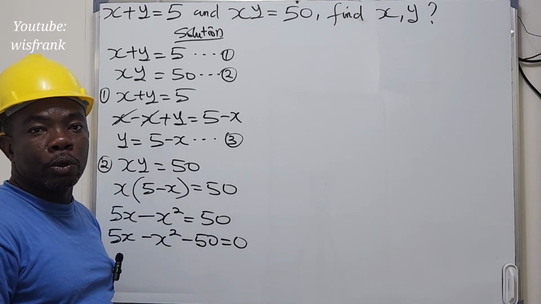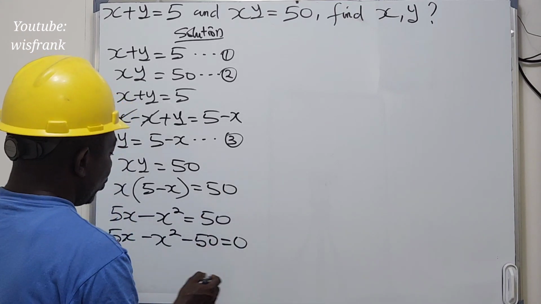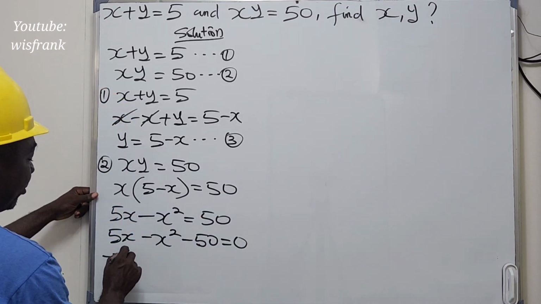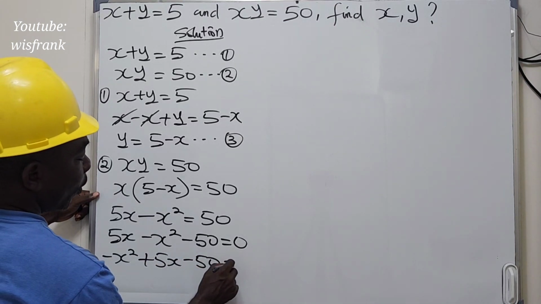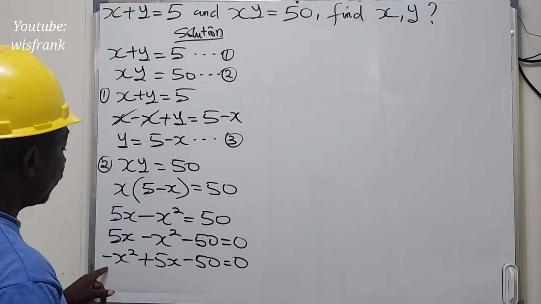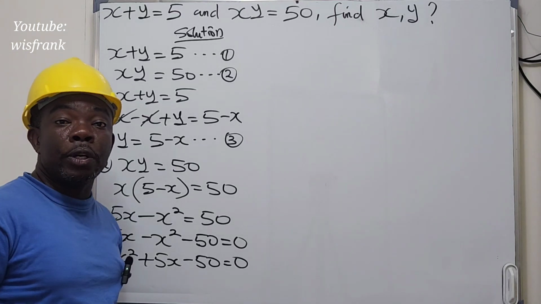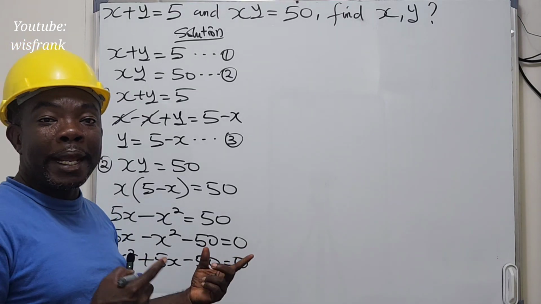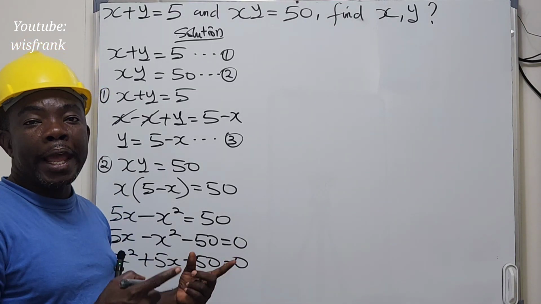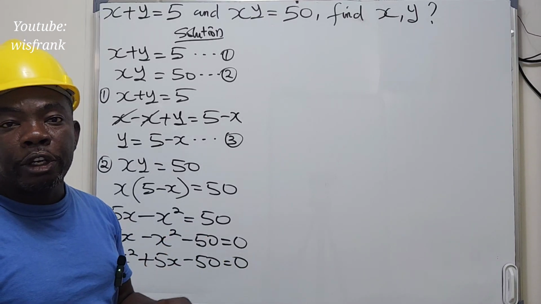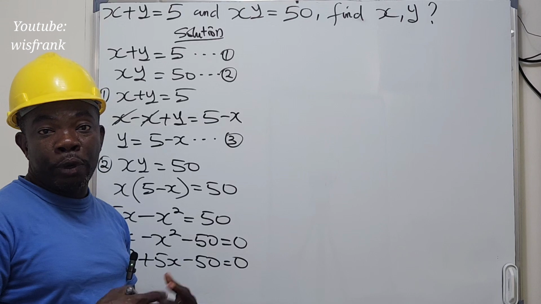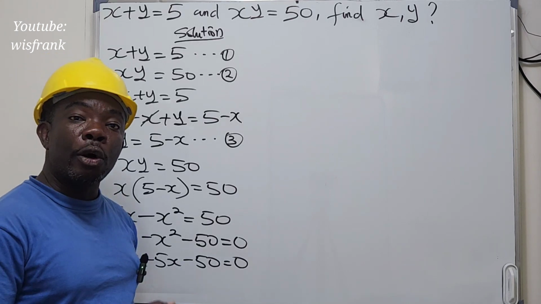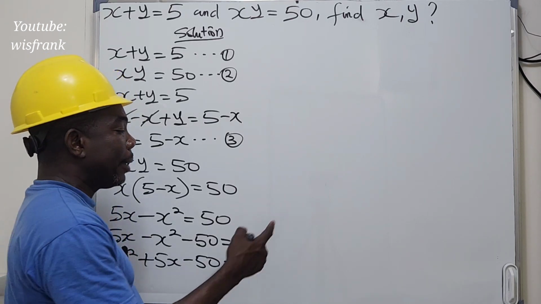So from here, the highest power of x is 2, so it's a quadratic equation. We need to arrange it first. So we have minus x to the power of 2 plus 5x minus 50 equals 0. For us to clear this, because a quadratic equation does not have a negative sign in front of the x to the power of 2, we need to clear it by multiplying all through by minus 1. Either we divide all through by minus 1 or we multiply all through by minus 1.